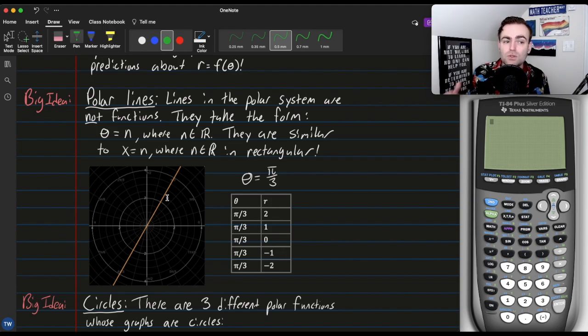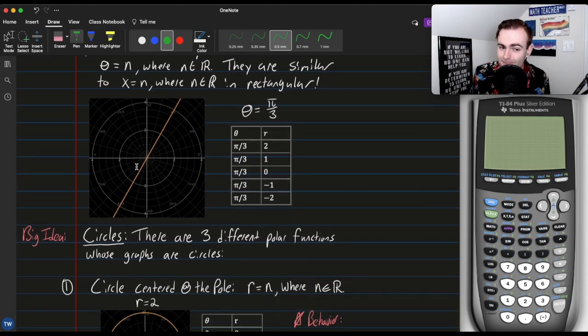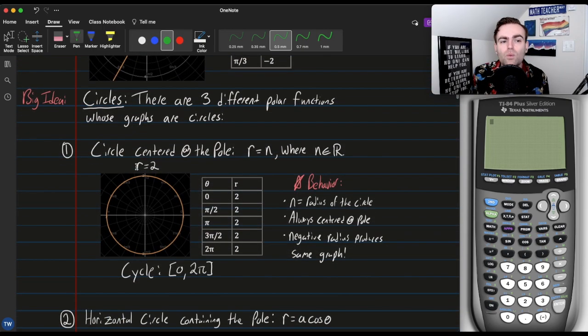But it's similar to an equation like y equals something times x, which is how you would have to graph it in Desmos because it's not a function. Desmos isn't going to graph it. But again, you can see that it's not a function by comparing it to x equals a number. X equals a number in rectangular world gives you a vertical line, which is not a function, right? Very cool, very interesting, but we're not going to spend a whole lot of time with polar lines. The fun starts anyway with circles.